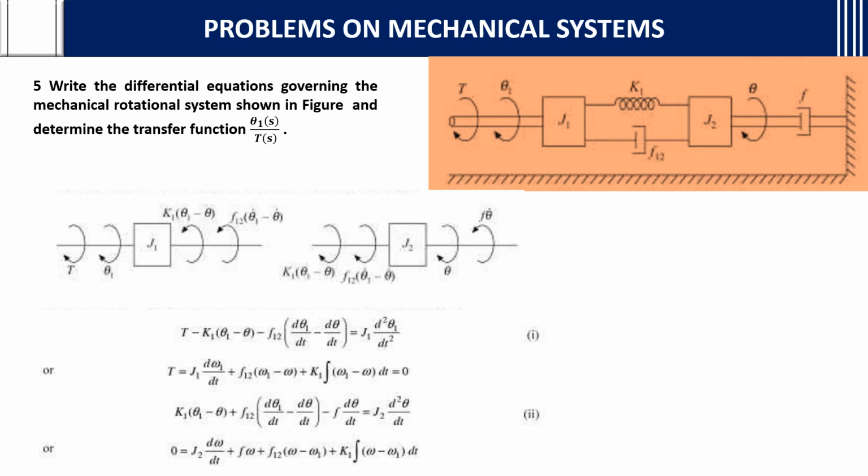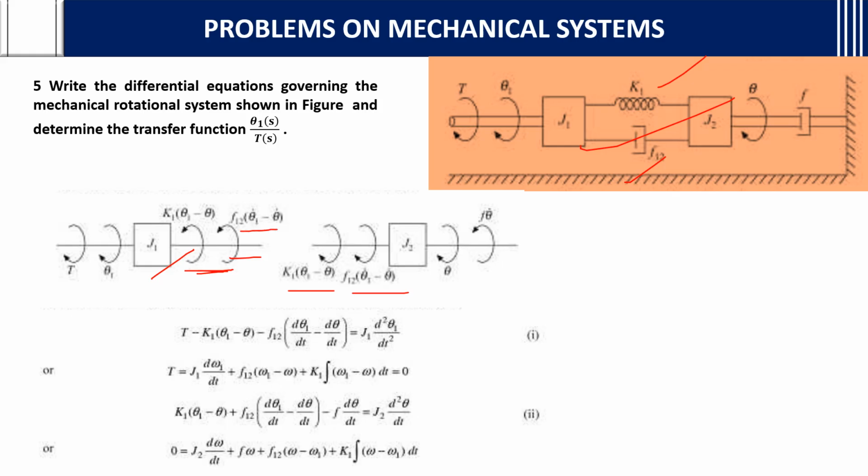Next question: write the differential equations governing the mechanical rotational system shown in the figure and determine the transfer function theta 1 of s by T of s. Now how to find it? The same way, write this in terms of the free body diagram. Write J1 first. If you see, K1 and F12 are between J1 and J2. So K1 you will do 2 times. K1 opposite, both up and down directions you are going to write, and F12 also in both directions, that side and this side.